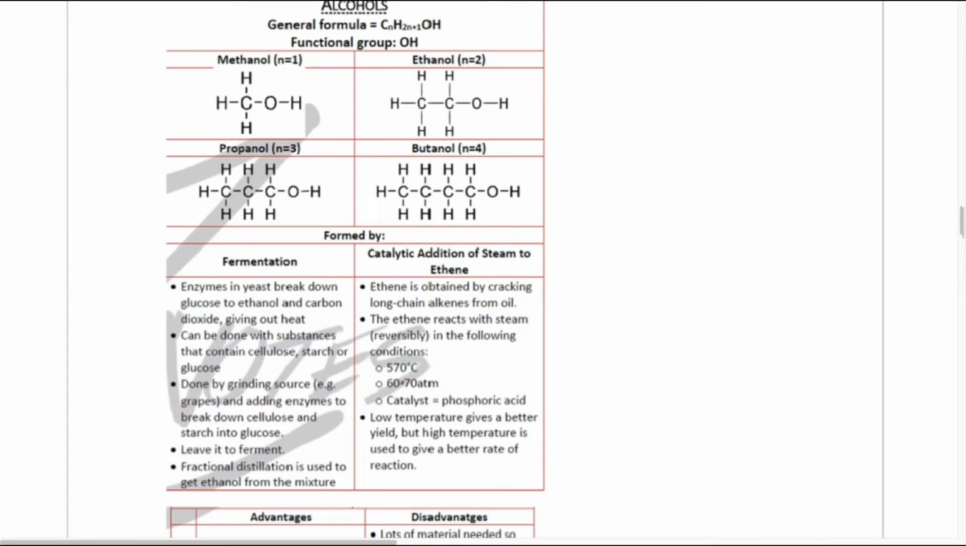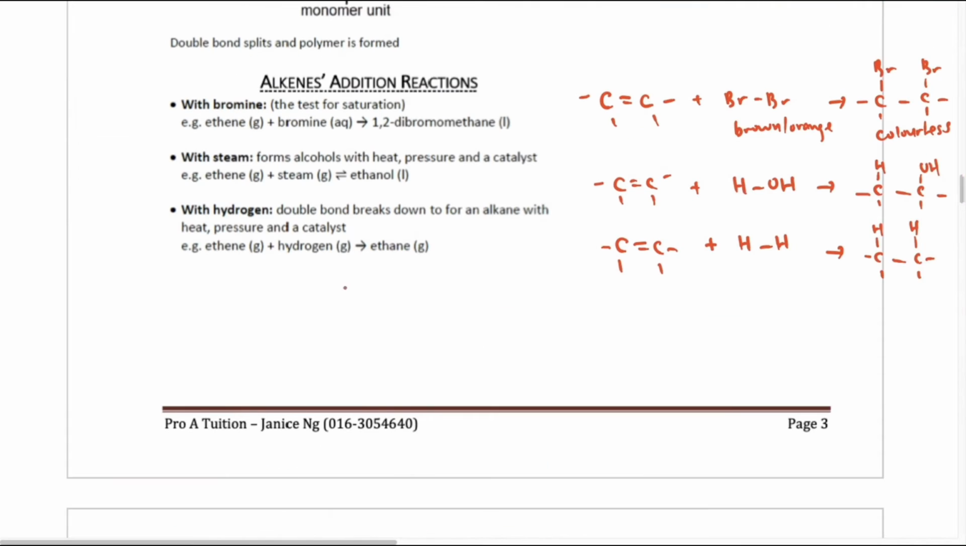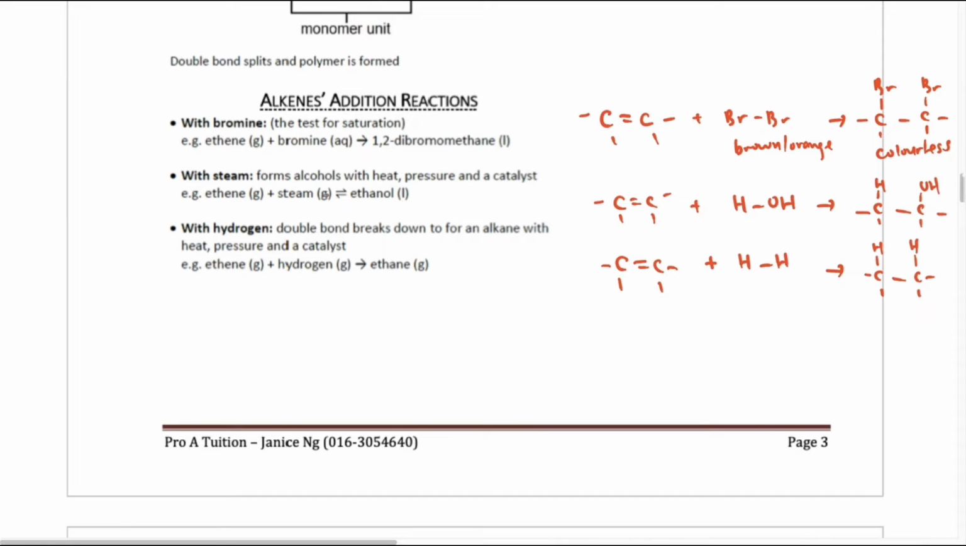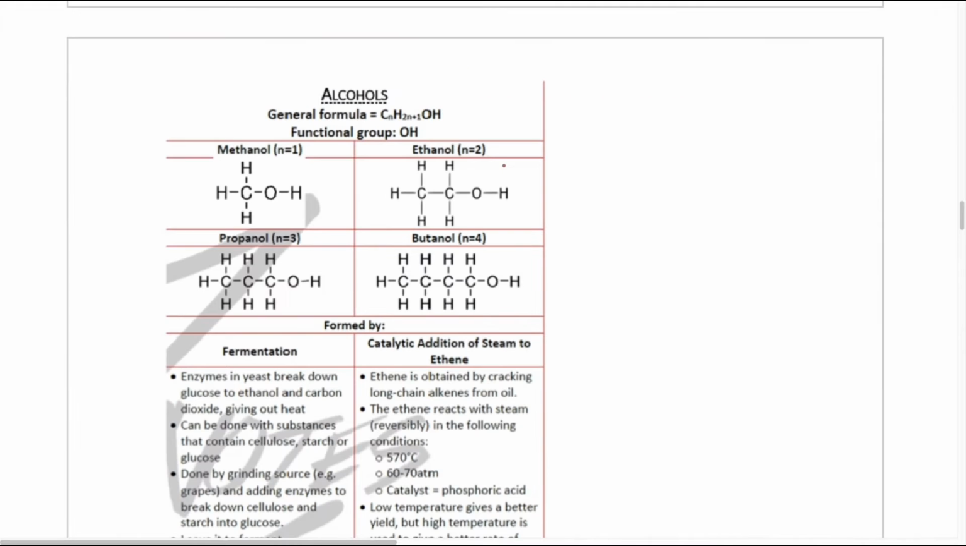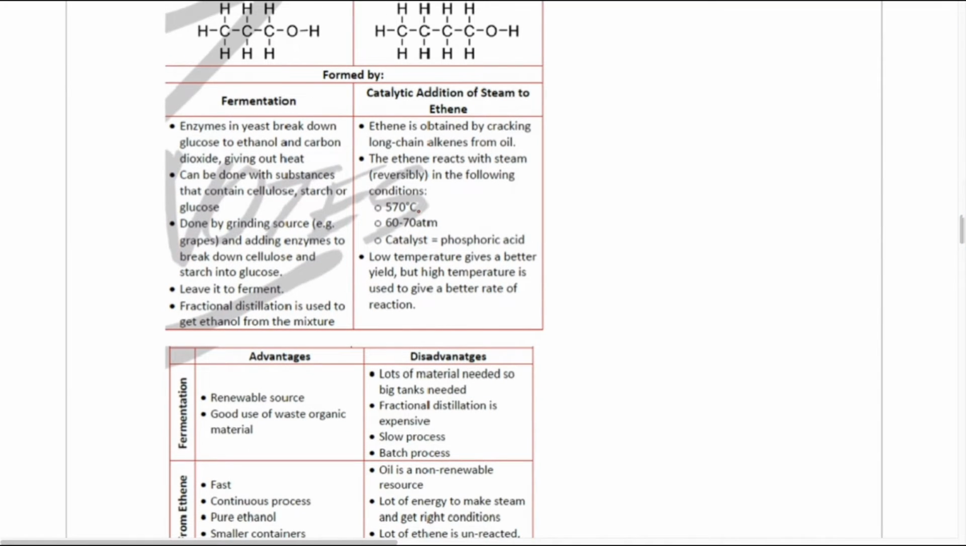170 degrees Celsius, no need to remember. 60 to 70 atm, catalyst is phosphoric acid. Just take it as heat, pressure, catalyst. What heat? 150, 170 degrees Celsius. No need to remember. Pressure, no need to remember. Catalyst, phosphoric acid, no need to remember. Just write in general: you need heat, you need pressure, you need catalyst.